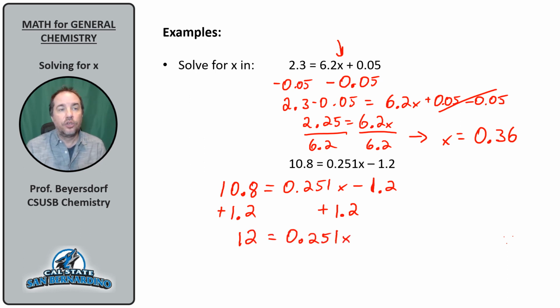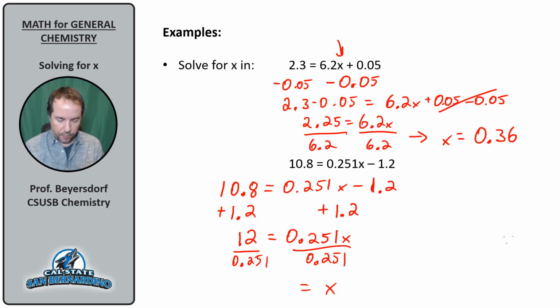0.251x. So my x, remember, is what I care about. Here I'm multiplying it by 0.251. So I do the opposite. I divide both sides by 0.251. And that gets me that x is equal to 12 over 0.251 or 47.8. That is our x in this case.